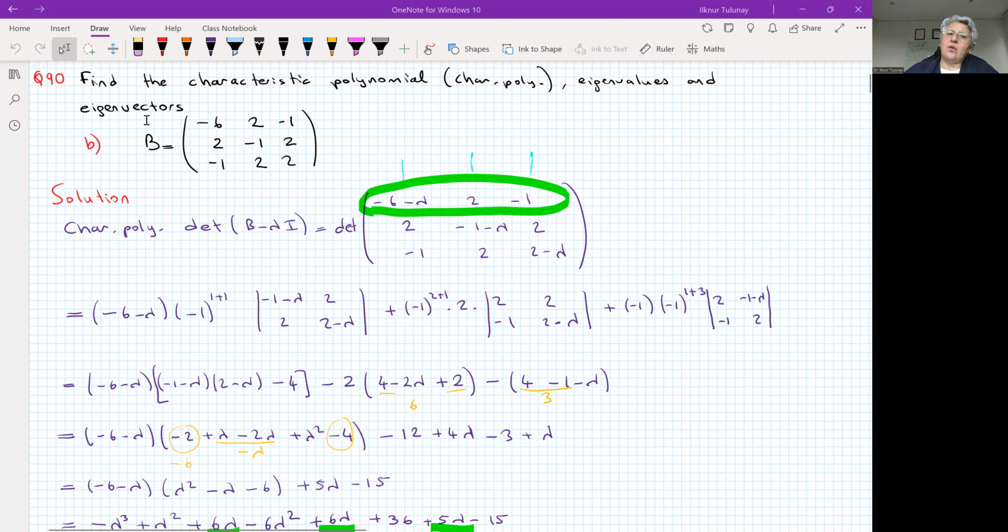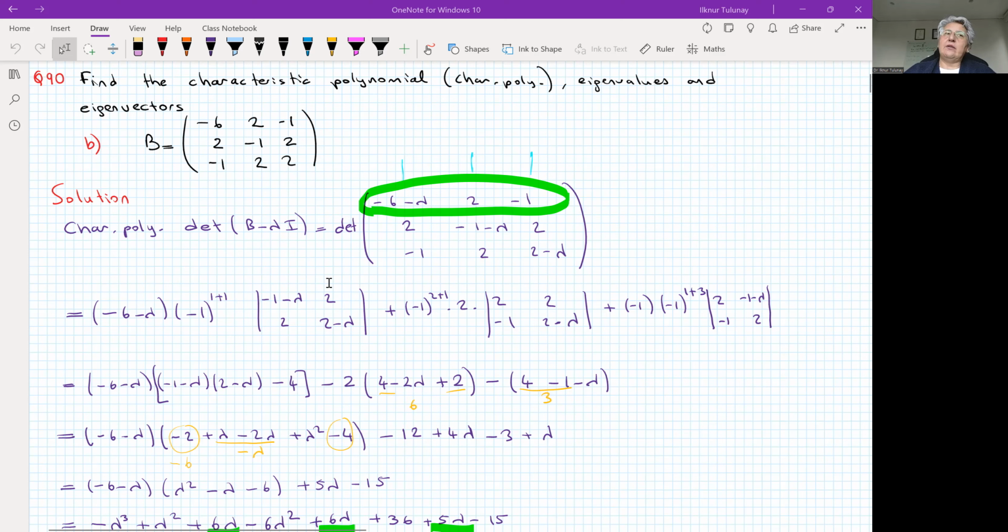The characteristic polynomial of a matrix B is defined by the determinant of B minus lambda I, where lambda is an indeterminate in this case and I is the identity matrix. So this is the characteristic polynomial. We will calculate that and find a polynomial in lambda, and finding the roots of this polynomial will give us the eigenvalues, as we know from the theory.